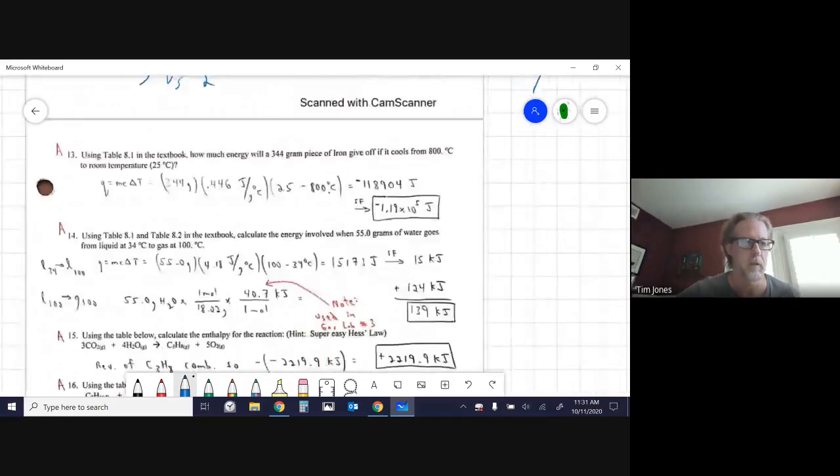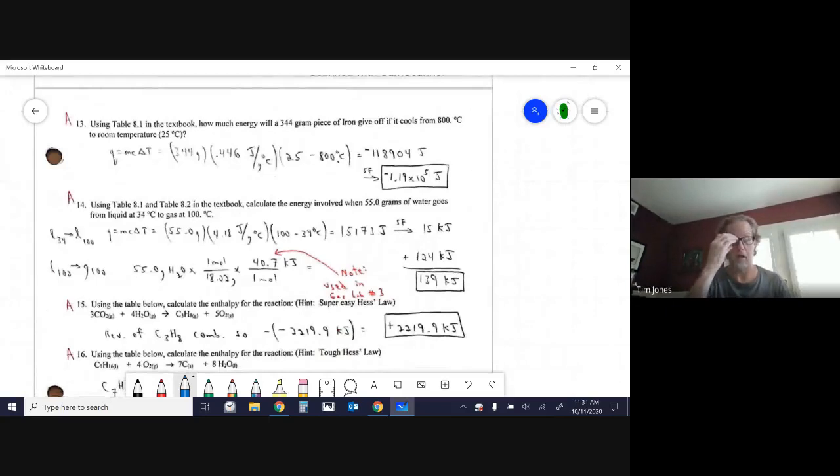Number 13. You'll need to use table 8.1 because you have to look up the specific heat of iron. It ends up being this right here. This particular chart is in joules. Sometimes they're in kilojoules, so just be careful. Make sure for delta T, you do final minus initial. So final is 25, initial is 800. And just make sure everything matches up. Our grams match, our Celsius matches, and they both get canceled, so you're left with an answer in joules.